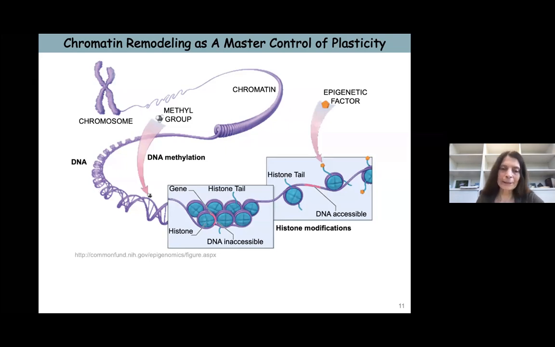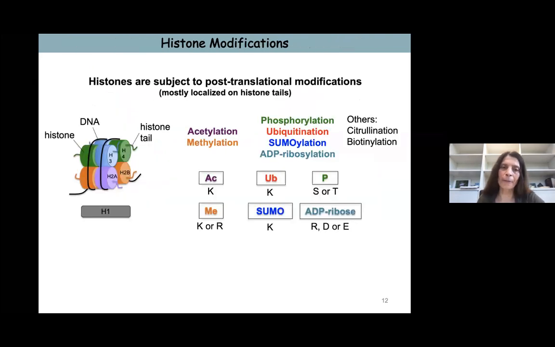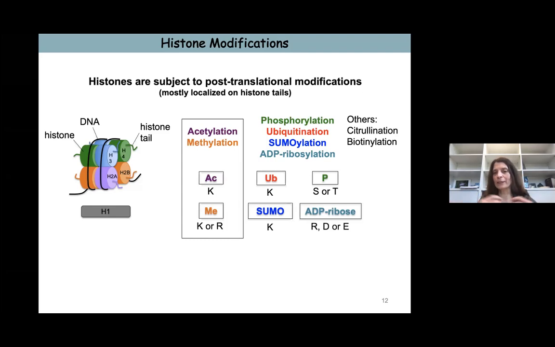So we work on that, and mostly we work on acetylation and methylation of histones, but there are actually many post-translational modifications possible on histones. They can be phosphorylated, ubiquitinated, sumoylated, ADP ribosylated, and many other modifications are possible. And potentially all these modifications can change the architecture of chromatin, and then the gene accessibility, and then the gene activity.